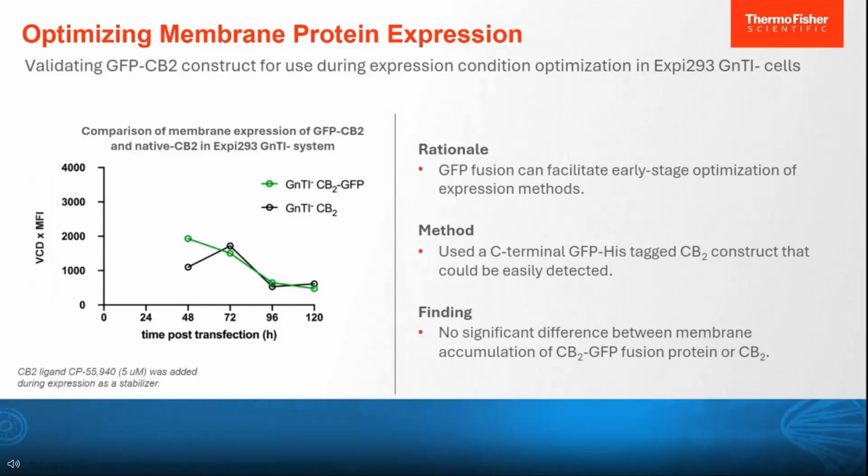Here they utilized a C-terminal GFP his-tagged CB2 construct, which allowed for easy detection and expressed it in the GNT1- cells. And they validated it against a native and non-GFP construct, and they found that there was no significant difference between their GFP and non-GFP tagged CB2 construct in terms of CB2 expression by assessing mean fluorescence intensity, or MFI, amongst viable cells. Having validated the GFP tagged CB2 construct, the subsequent data shows how it was utilized to optimize their expression conditions.